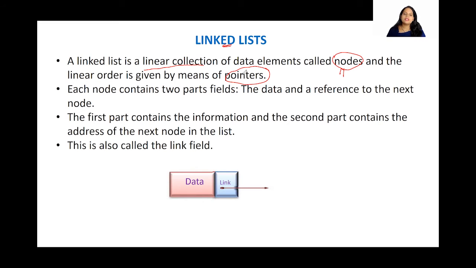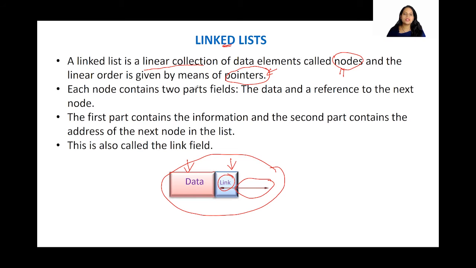In a linked list, we are going to have a node, which looks something like this. Each node will have a data section and also a link section. Now this link section is nothing but a pointer, which points to the next node. So the entire linked list you can look at as a chain of nodes, connected to each other through links.